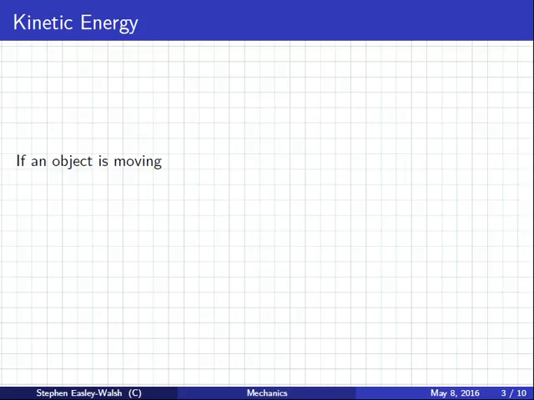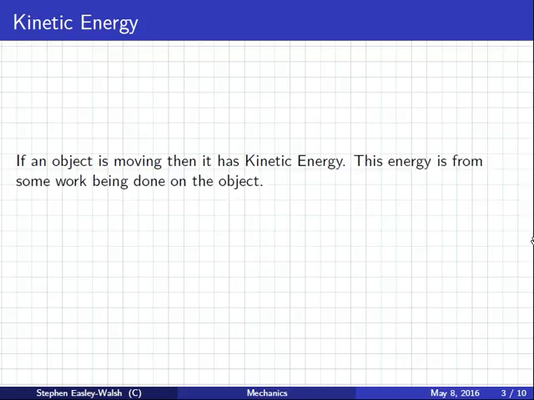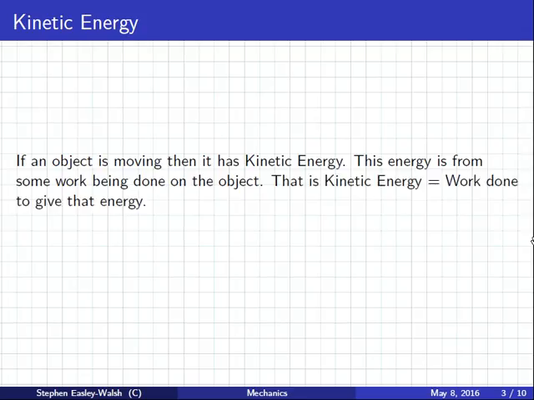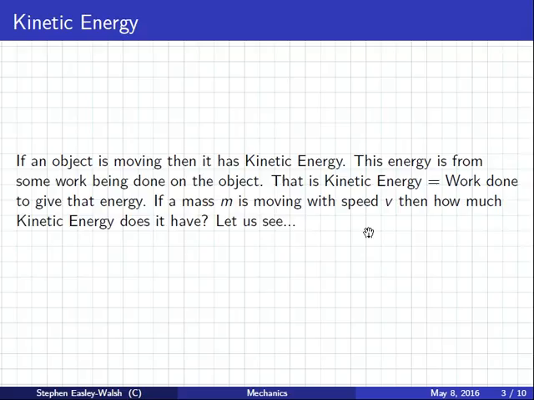We'll see. If an object is moving, then it has kinetic energy. Where did it get this energy? Well, somebody must have pushed it. Applied a force. This energy is from some work being done. That is, kinetic energy equals work done to give it that energy. If a mass m is moving with speed v, then how much kinetic energy does it have?